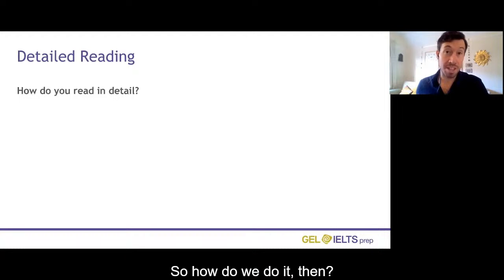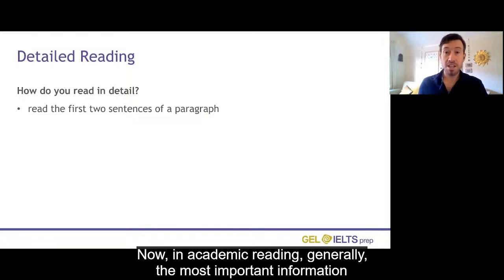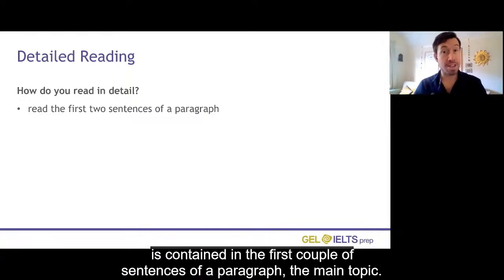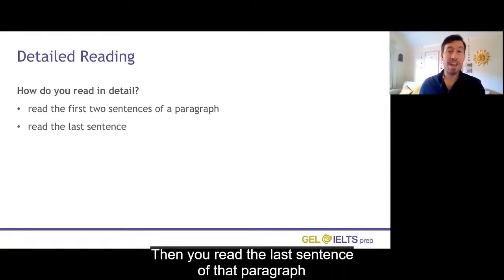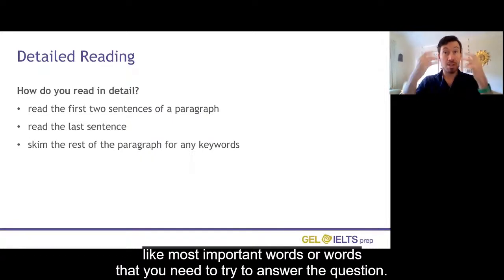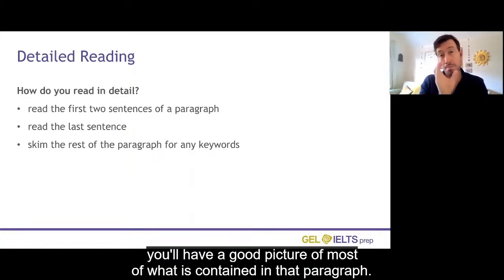So how do we do it then? Well, the first step is to read the first two sentences in a paragraph. Now, in academic reading, generally the most important information is contained in the first couple of sentences of a paragraph, the main topic. So that would be step one to this. Then you read the last sentence of that paragraph, and then you would skim the rest of the paragraph for any key words, like most important words or words that you need to try to answer the question. Now, by doing that, you'll have a good picture of most of what is contained in that paragraph.